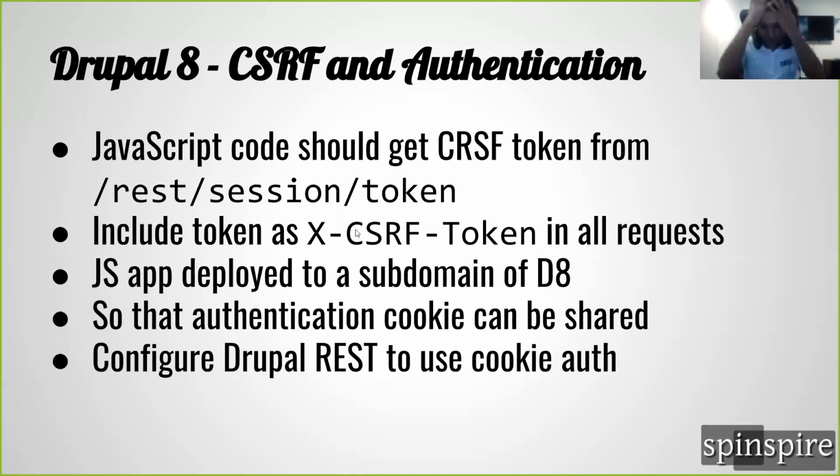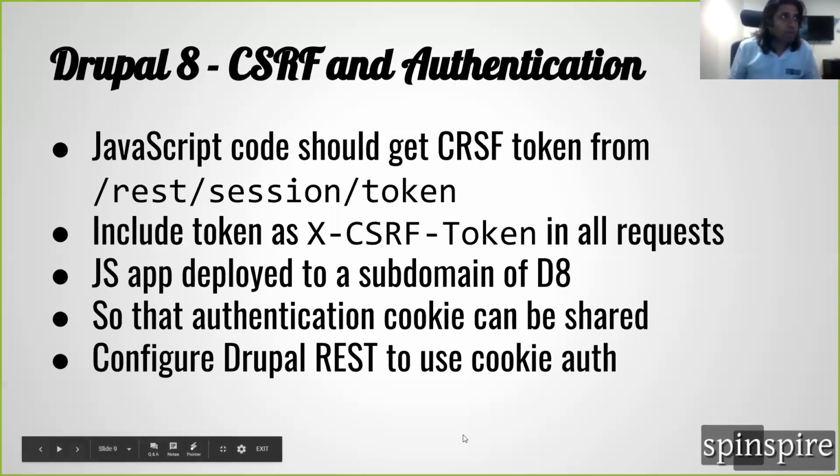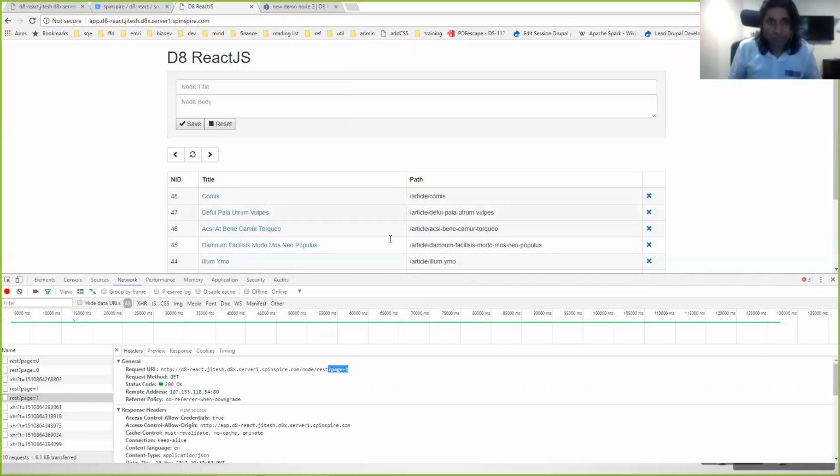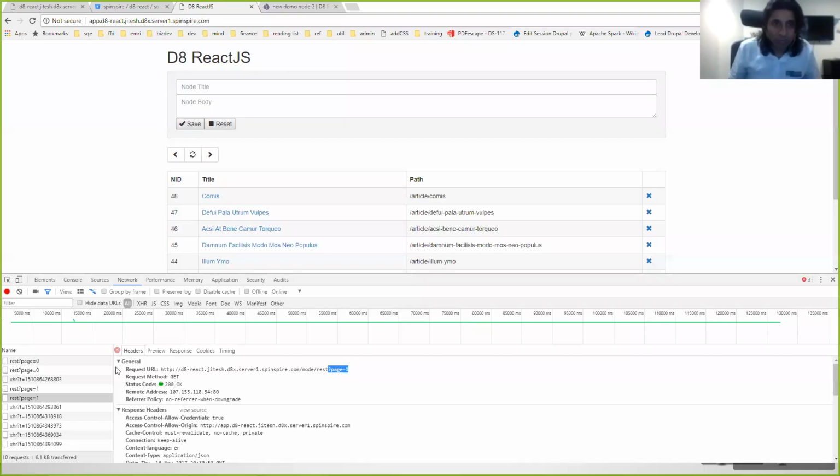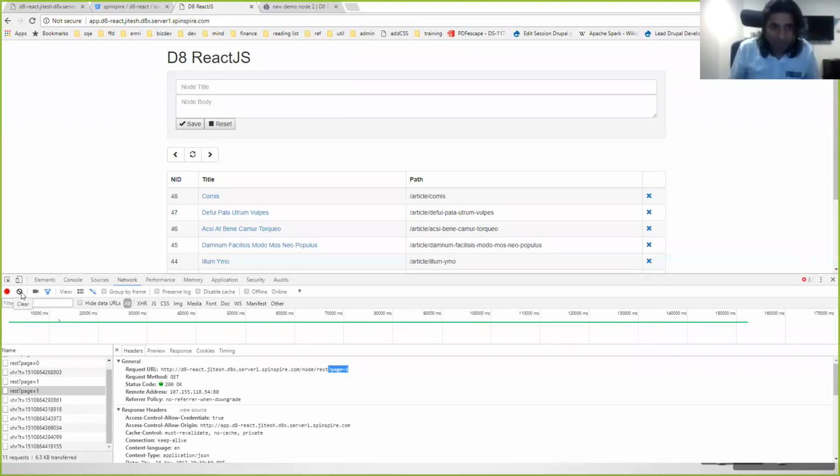Now, the details of this you can probably read on the internet, but let's just talk about the practicals, which is Drupal gives you the Csrf token at a specific URL. And your application's job is to fetch that token and then supply that under this header Csrf token with all requests. With every request, it has to provide that. So let me just show you that request happening.